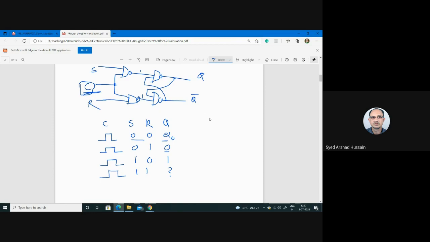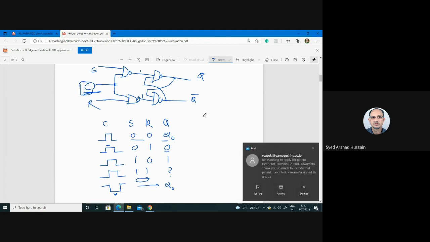If the clock pulse is 0, say this is 0, we say low state. So in this low state, this is your no change. The output will always be Q0, irrespective of these two inputs. So by just giving this one, you can control.